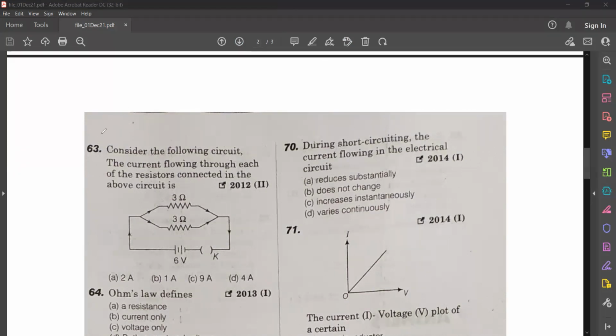Read question number 63. Consider the following circuit. The current flowing through each of the resistors connected in the above circuit is. You are given a parallel circuit of resistors 3 ohm, 3 ohm, then 6 volt, then a switch. Options are 2 amperes, 1 ampere, 9 ampere, 4 ampere.